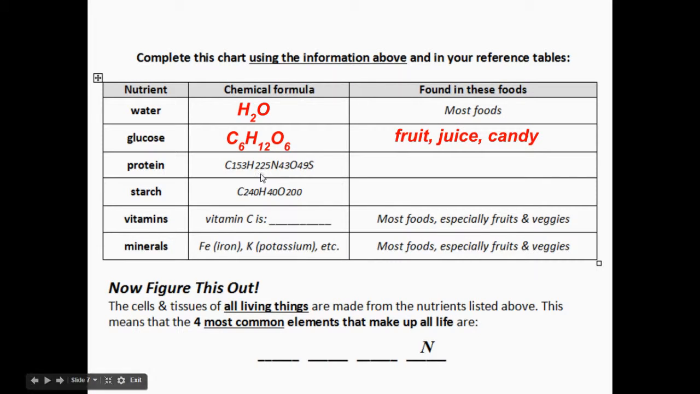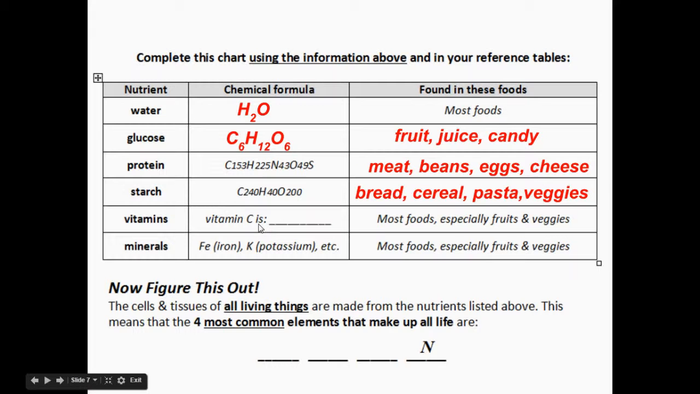Proteins, here's an example formula for one type of protein. Okay, this many carbons, this many hydrogens, this many nitrogens, and this many oxygens, and just one sulfur. That's a big molecule. Okay, that's a macromolecule. Protein is found in meat and beans and eggs and cheese. Starch could have a formula like this. Starch is found in breads, cereal, pasta, veggies. Those are all high carbohydrate foods, so they have a lot of starch in them.